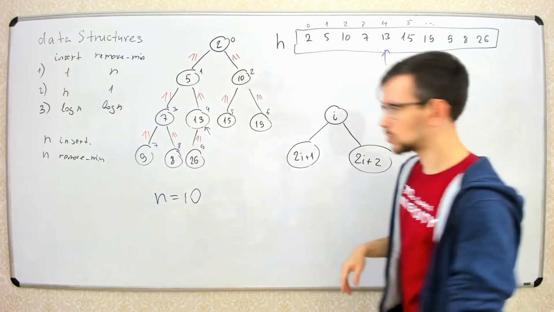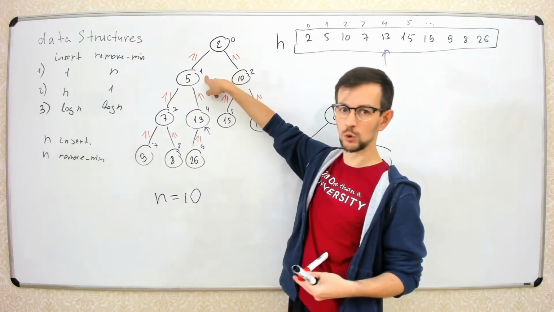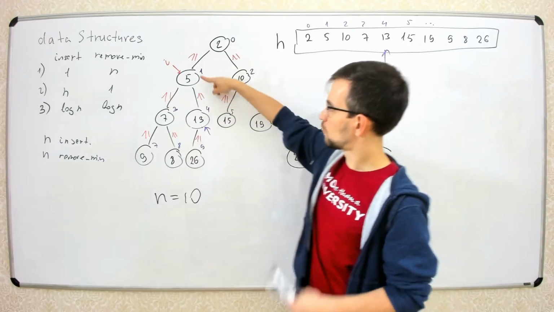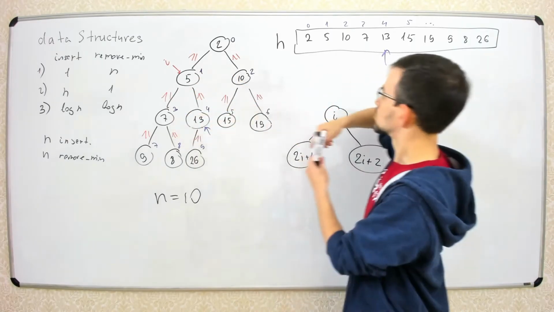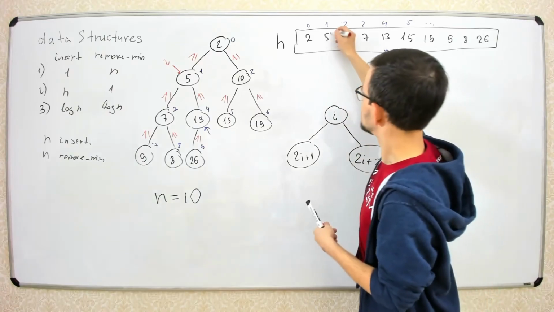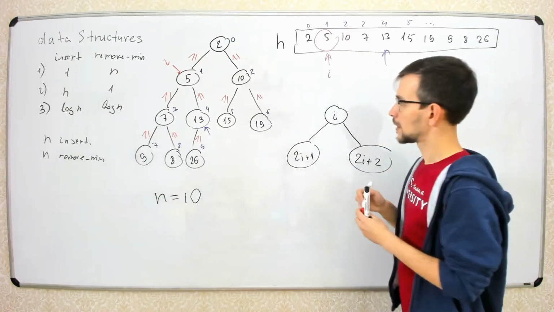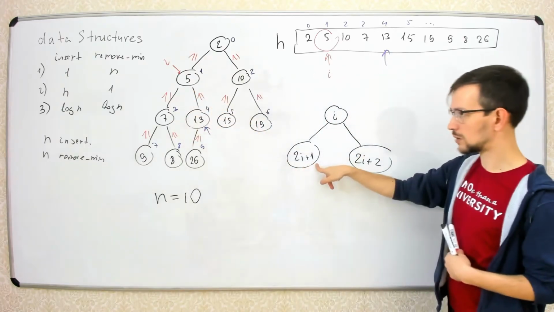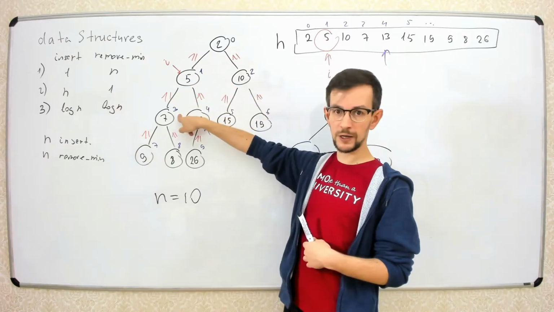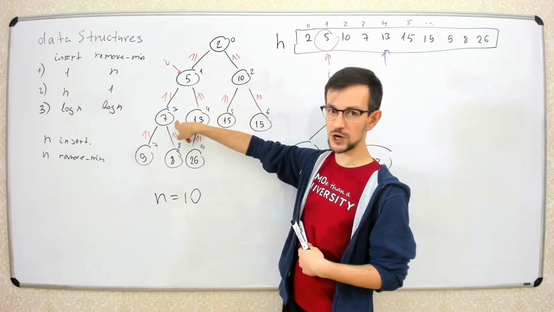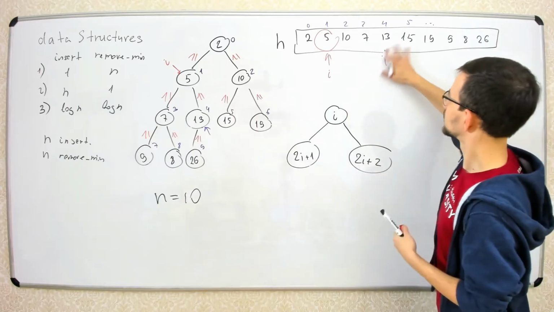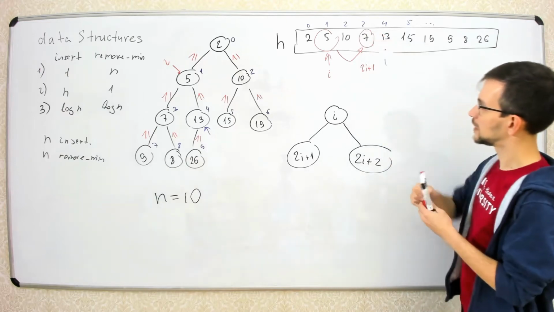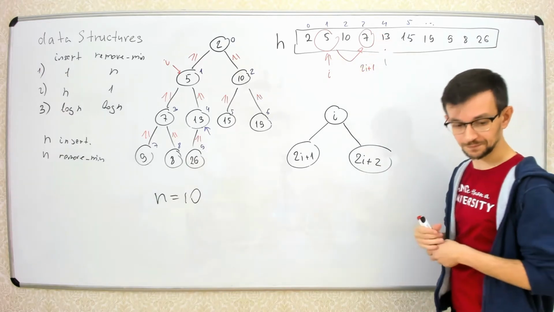For example, let's say you stay in node 1. This is I. And you want to move from this node to its left child. You only know the index of the node, which is 1. So you calculate 2i plus 1. It will be 2 multiplied by 1 plus 1, which is 3. So you know that the index of the left child is 3. So you move from this node to this node, and this node is the left child of this node.